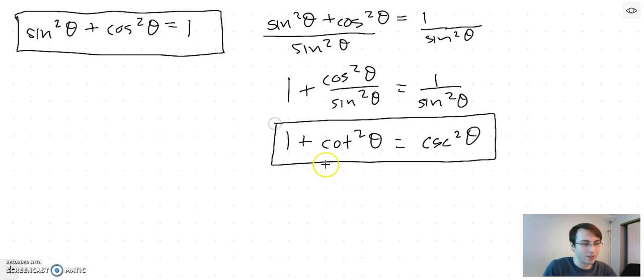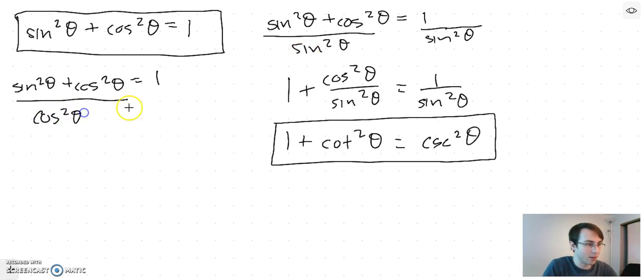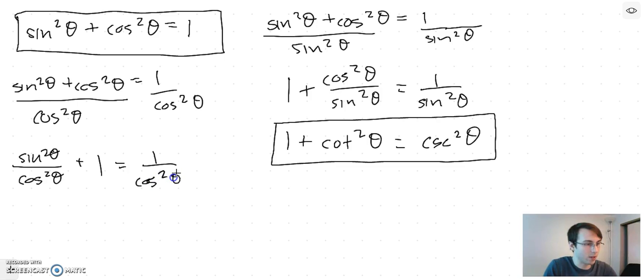Now you can probably guess what's going to be the other big formula. We'll take sine squared theta plus cos squared theta equals 1. And now instead of dividing by sine squared, let's divide by cosine squared theta. So now I've got sine squared theta over cosine squared theta plus 1 equals 1 over cos squared theta. Well, this is just tangent squared theta plus 1 equals secant squared theta. So that's another big one.